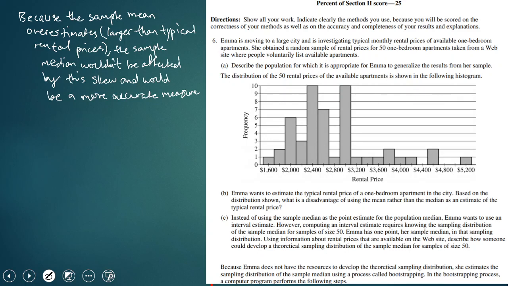Okay, so basically that's just talking about skew and how median is better than mean for central tendency in all places where it's not an approximately normal distribution.